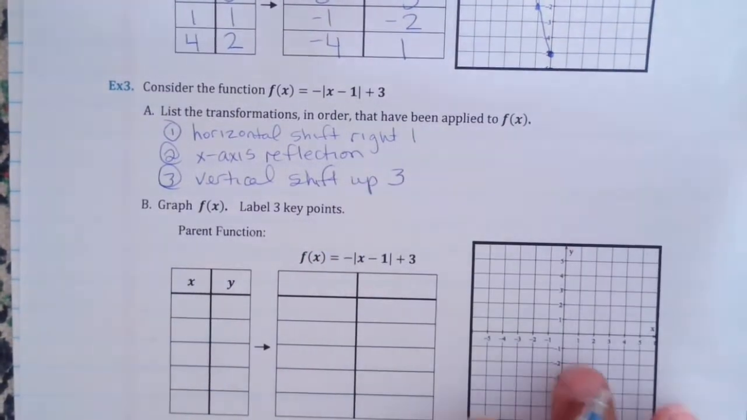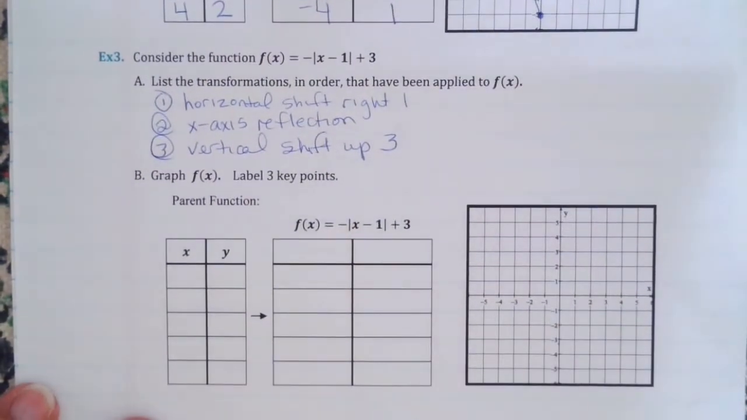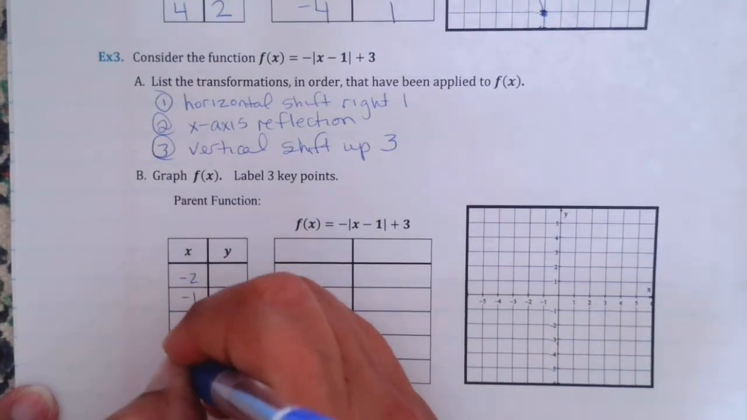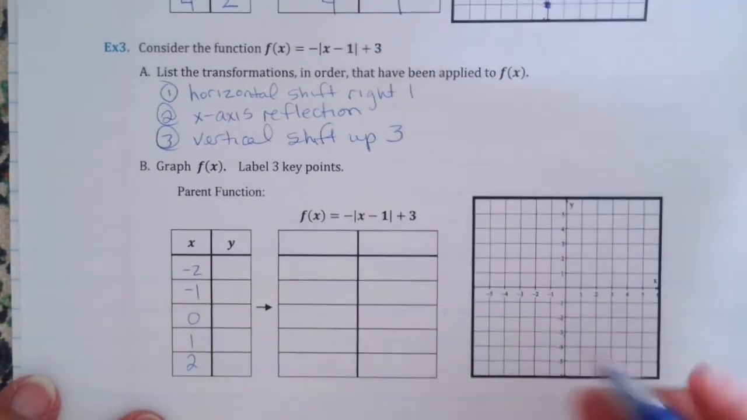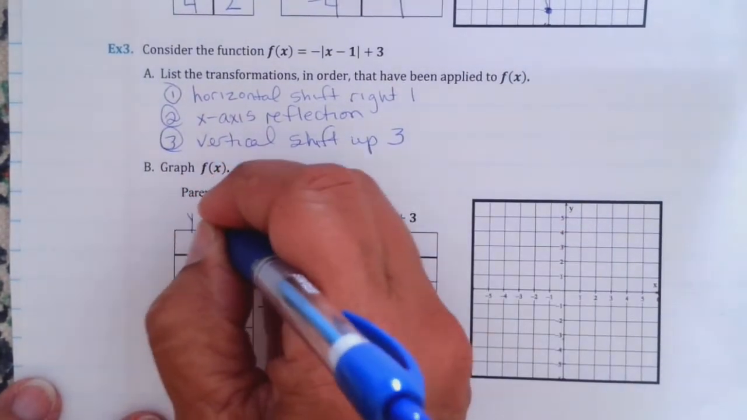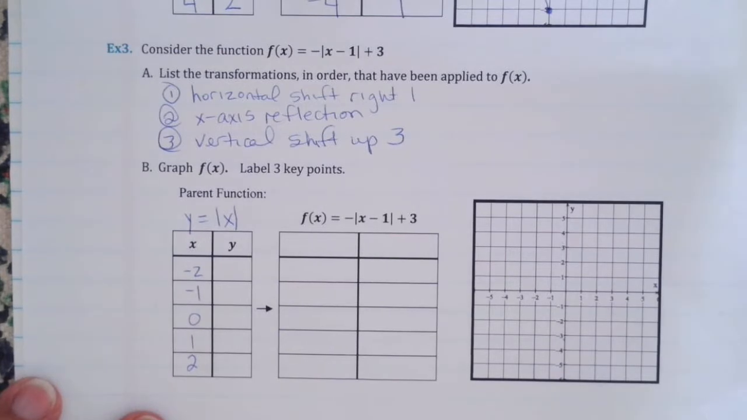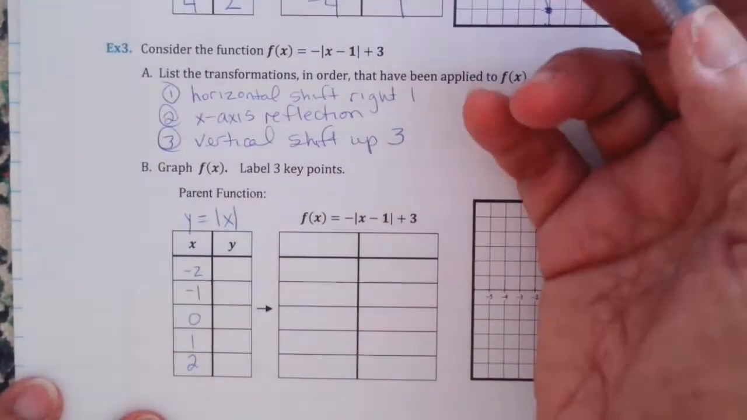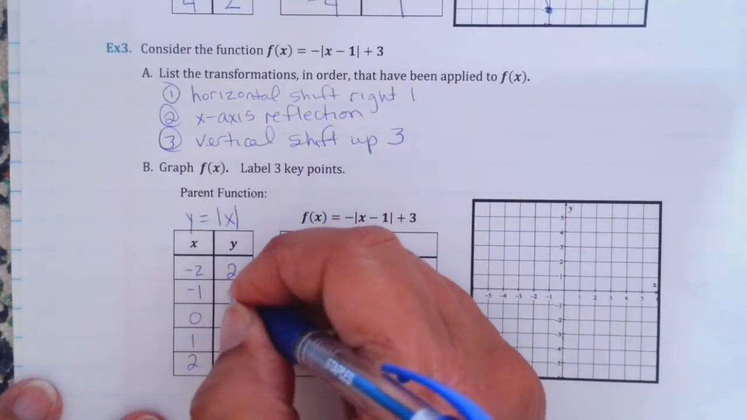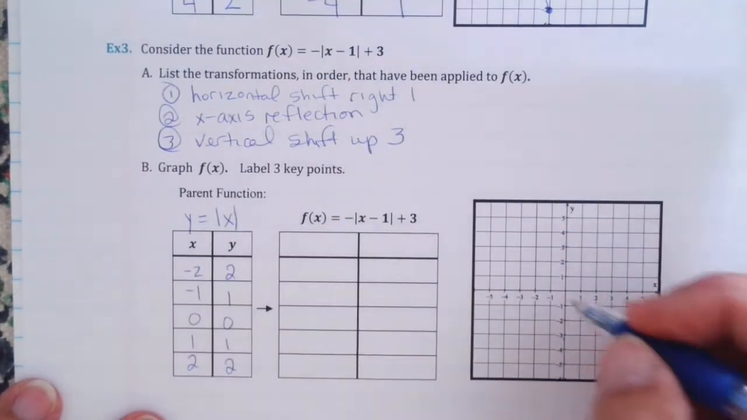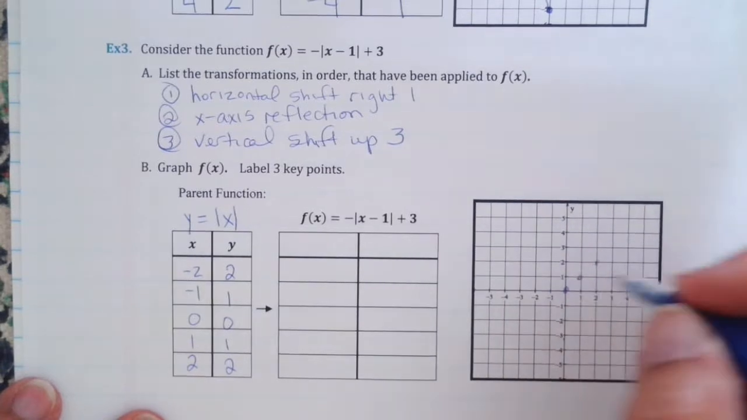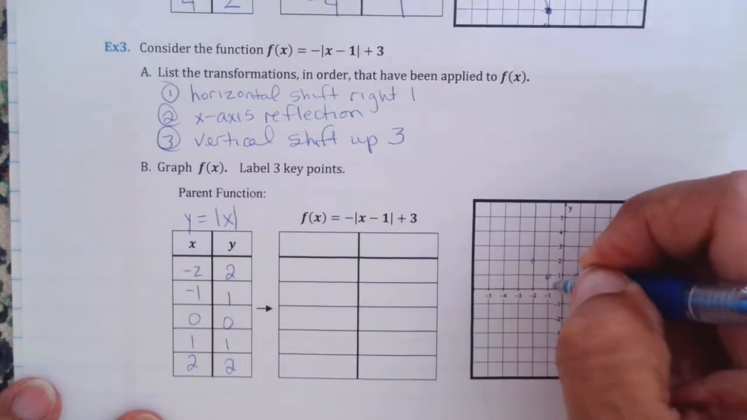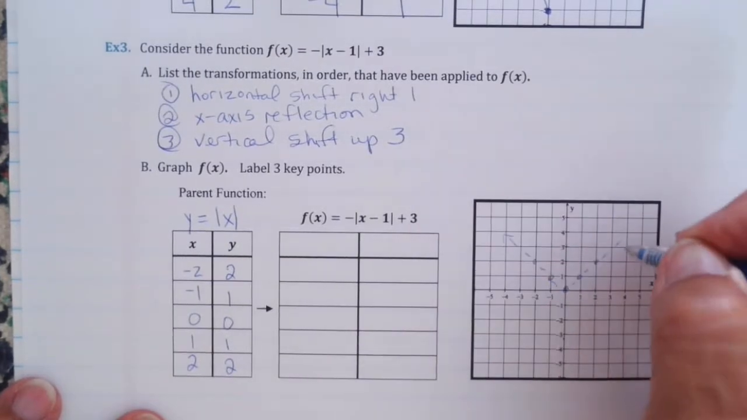Okay, and that's it. All right, so now we're going to look at our parent function for absolute value. -2, -1, 0, 1, 2, just so you can see both sides. The absolute value of x is our parent function. Okay, that's the parent function. So this just means take the positive of each number. So 2, 1, 0, 1, 2. And remember, absolute value, the parent function is just a v. Okay, so that's the parent function.